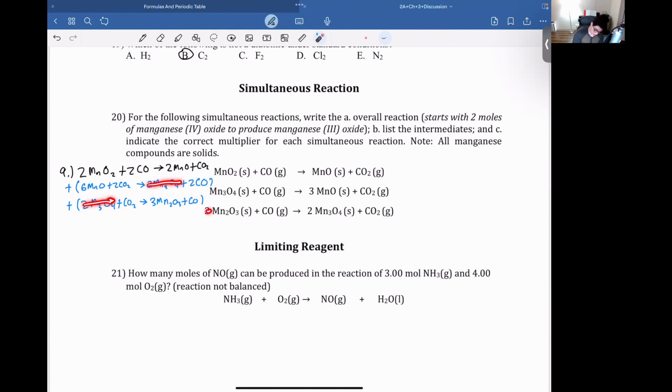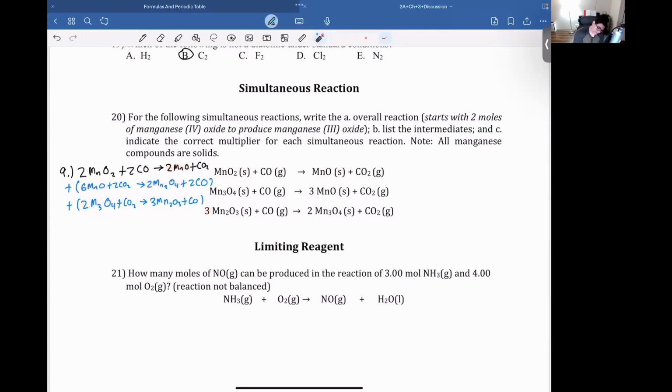The MnO does not fully cancel out. So we still have 4 on the left. Oh, yeah, no. We still have 4 on the left, which I guess is fine. Actually, do we want to get rid of it? Let's get rid of it.